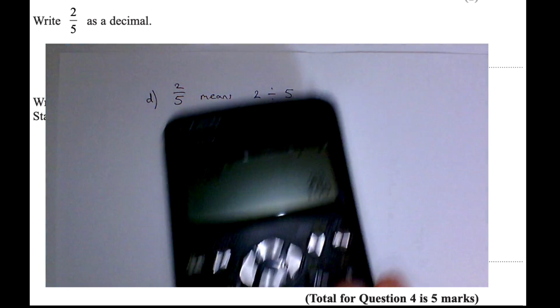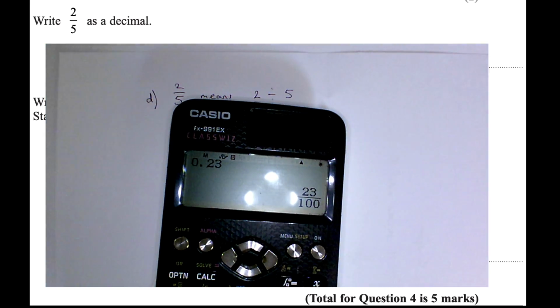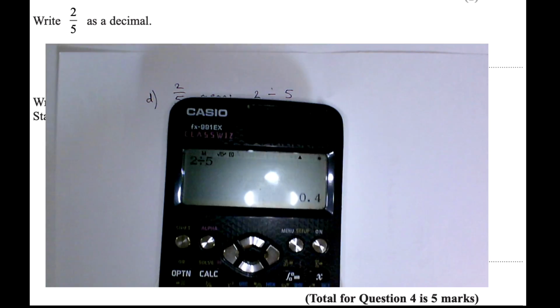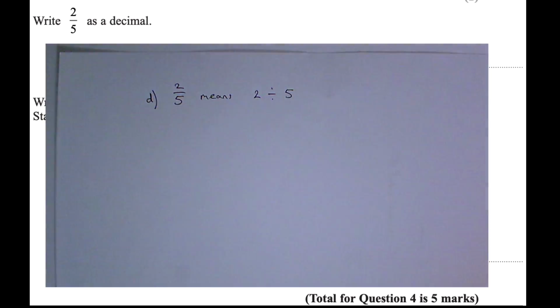So 2/5 means 2 divided by 5. So let's go to our calculator, type in 2 divided by 5, and my calculator gives me the fraction, but if I go to the S-D button on the calculator and press that, it will tell me the answer as a decimal, 0.4.